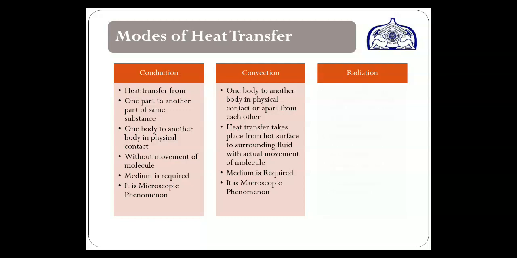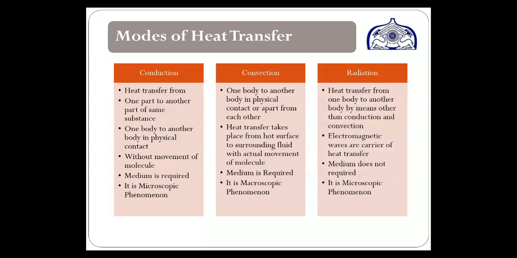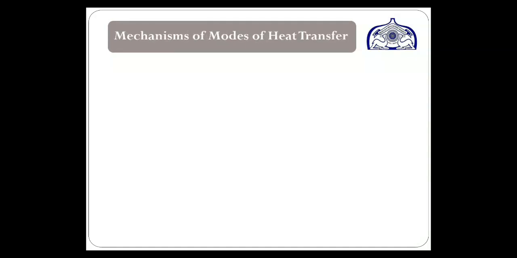Radiation is the mode of heat transfer in which heat is transferred from one body to another body by means other than conduction and convection. That means here radiation takes place due to the electromagnetic waves. That means electromagnetic waves are the carriers of heat transfer. Here medium is not required. In space also radiation is possible. It is a microscopic phenomenon. Now let us see mechanisms of modes of heat transfer.